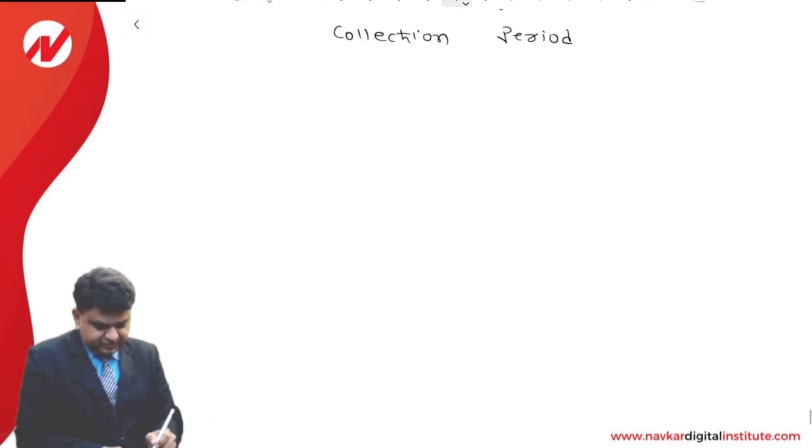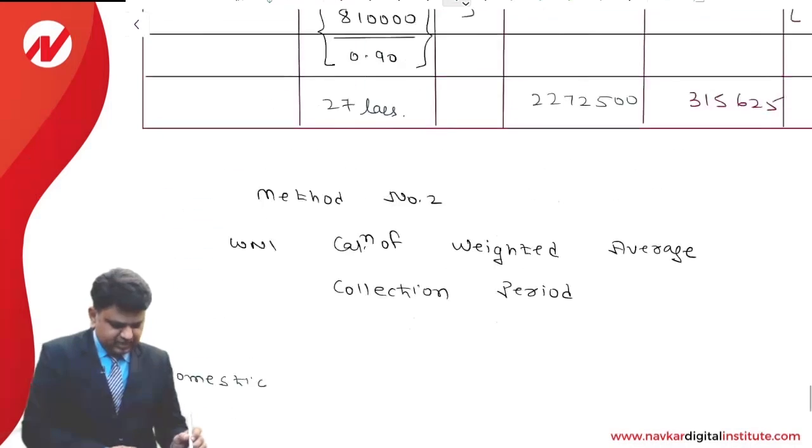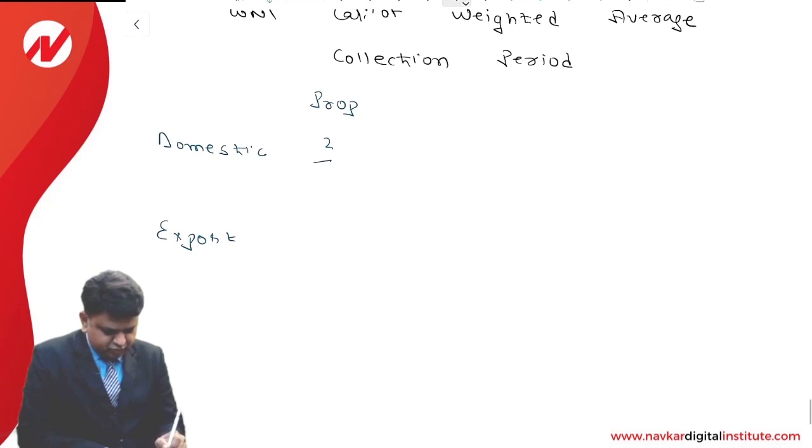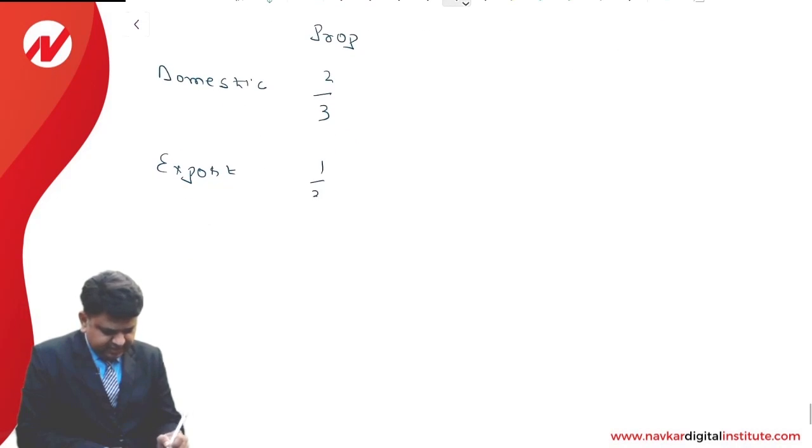Again, there are two types of sales. One is the domestic and another is export. First of all, we are required to make this proportion to be calculated. That is 2/3 and 1/3. So proportion is 2/3 and 1/3.